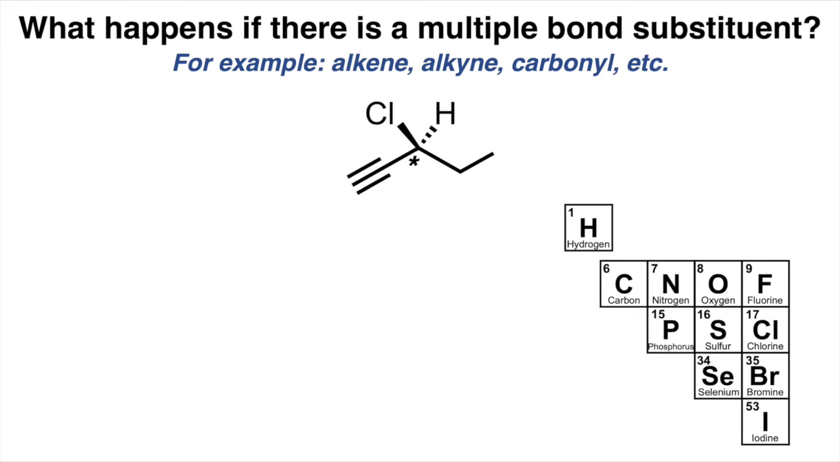So what happens if the chiral center you're trying to assign contains a multiple bond substituent?